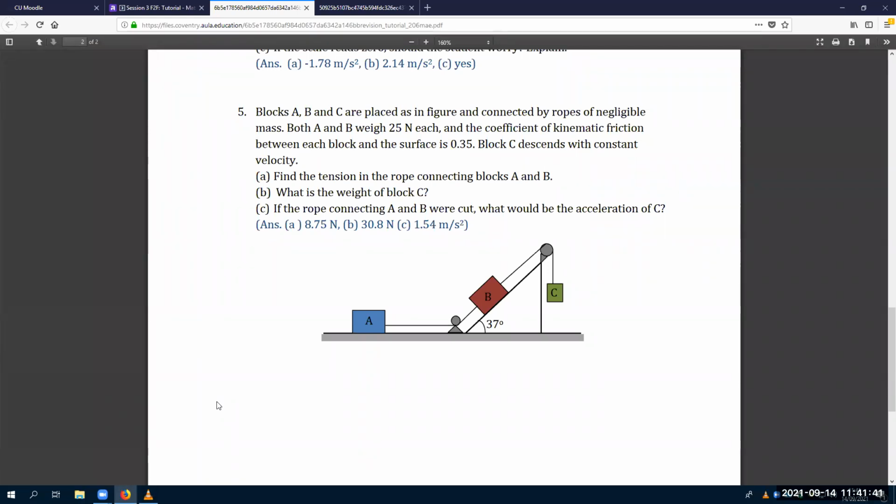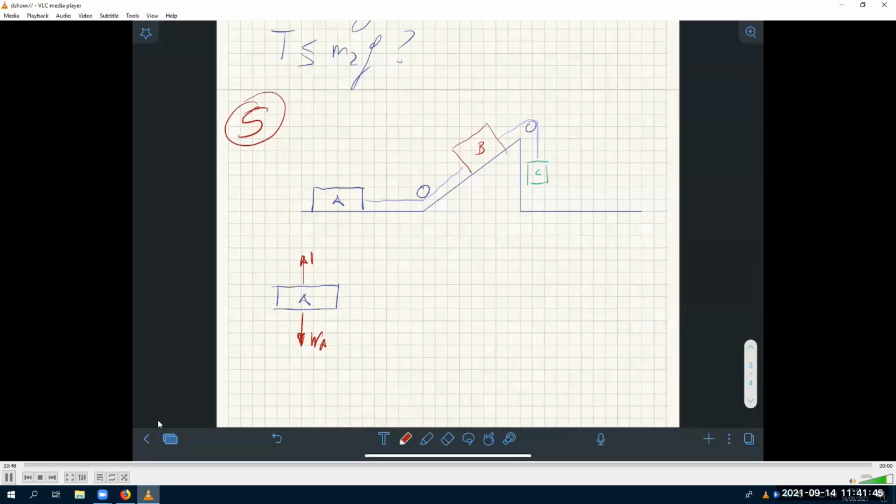Normal force. I can't see what you're drawing. Oh, sorry. This is one thing that I have to get used to. So WA is the weight of A, the normal force on A, you were saying. Then what? The tension of the rope.